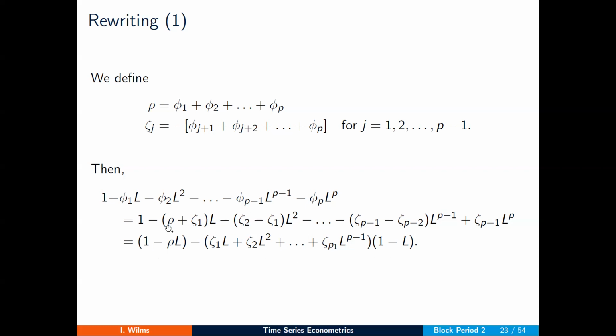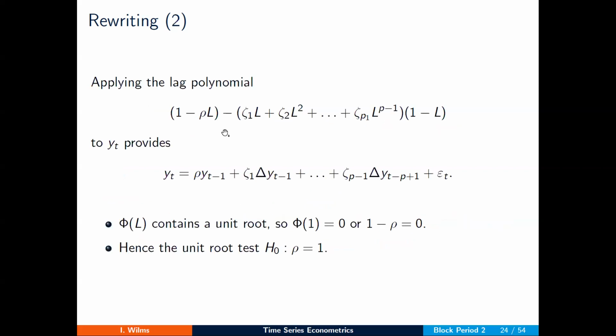So why do I introduce this new notation over here? Well, if I apply this lag polynomial to the process y_t, what we get is the regression of y_t on its lagged value, and we have p minus 1 lagged differences added to the equation. And that is exactly the augmented Dickey-Fuller regression. The regression that we knew from before is augmented with lagged differences to allow for serial correlation.